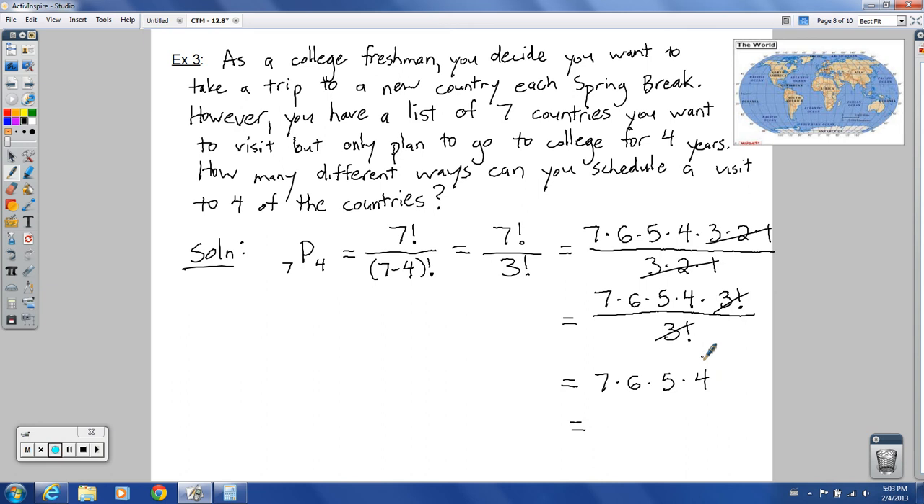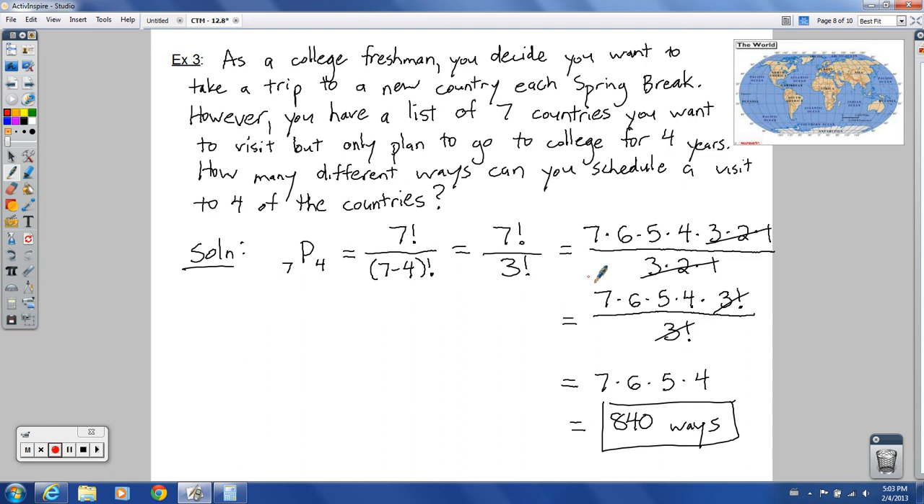And let's see if we can do this mentally. This would be 20. 20 times 6 would be 120. 120 times 7, you'd have 700 plus 140, which would be 840. Yes, so 840 ways to schedule your trips.